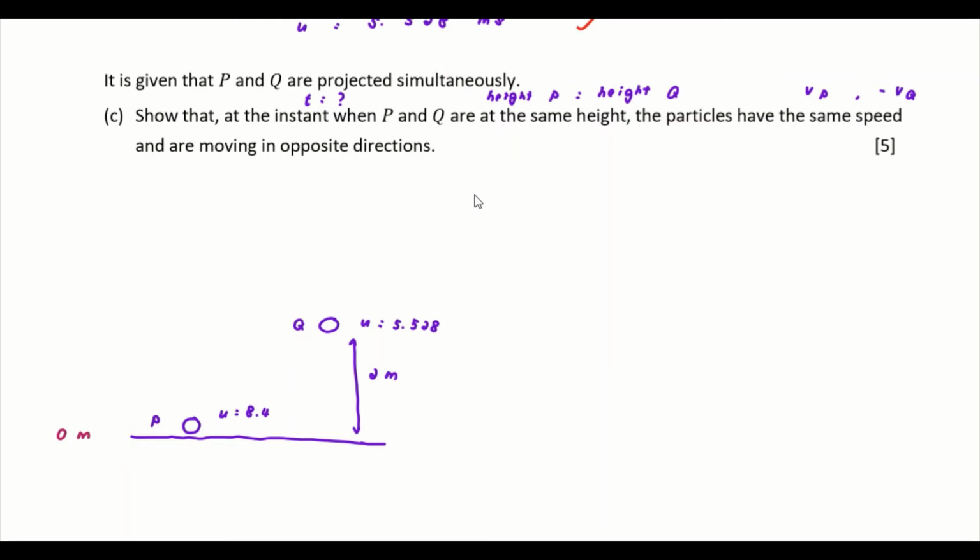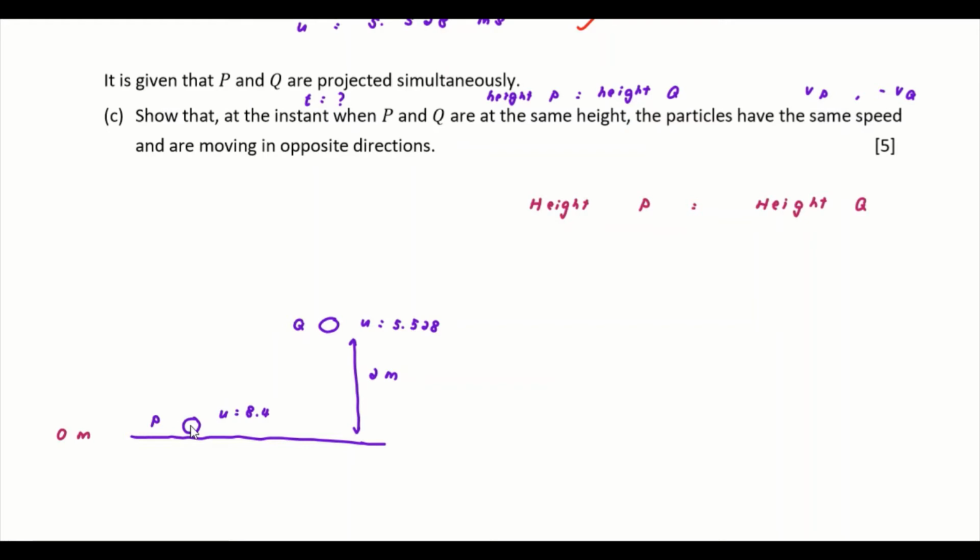So let's try to do this. What we want is the height of P is the same as the height of Q. And how are we going to relate it to the displacement? Because we still need to use the SUVAT formula to help us do that.